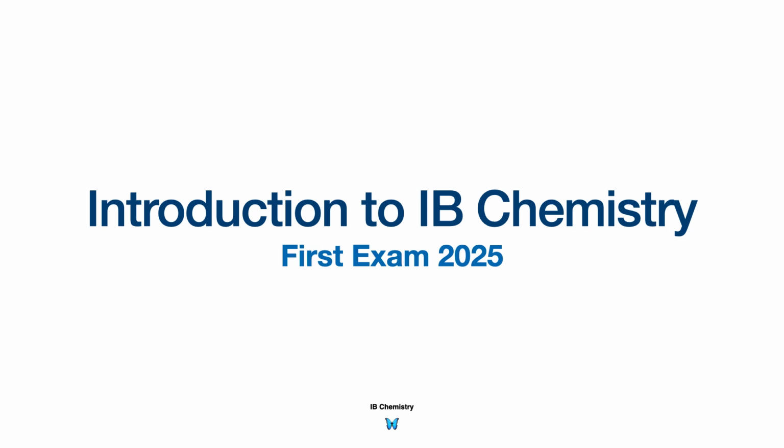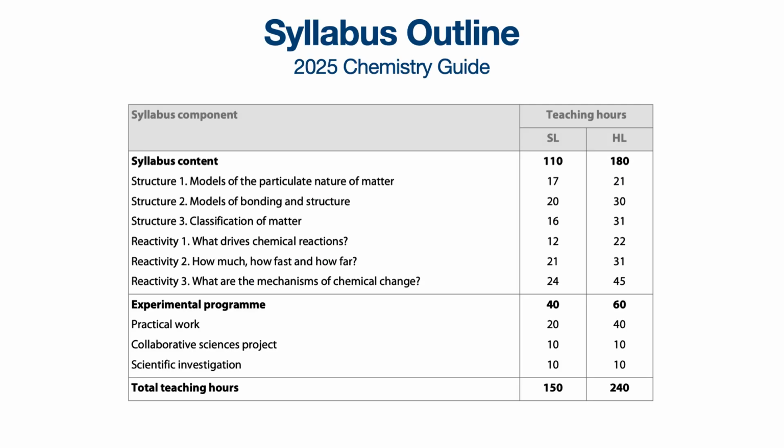Let's start. This is the new IB Chemistry syllabus. This new curriculum will be first assessed in year 2025. And as you can see, the curriculum is mainly divided into two sections, structure and reactivity. Each of these concepts will be further divided into topics and subtopics, covering most of what was covered in the previous curriculum. Let's take a brief look at the previous curriculum.